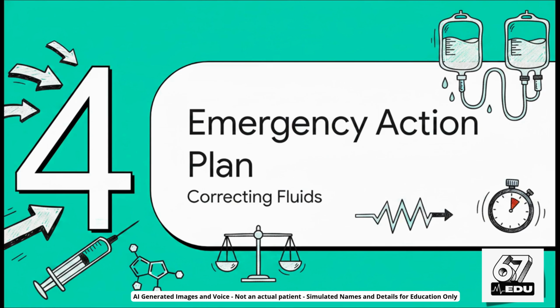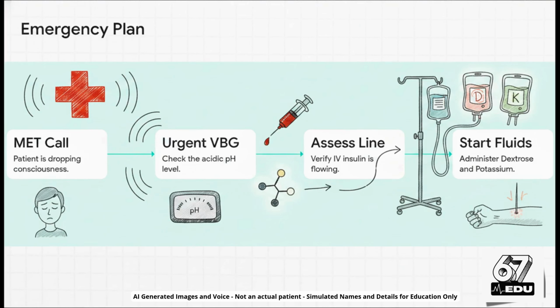All right, Section 4, our emergency action plan. Let's get these fluids corrected. This step-by-step checklist really simulates the urgency of our required response. Step 1. Initiate a MET call, the medical emergency team, because her dropping consciousness makes her a massive airway risk. Step 2. Grab an urgent VBG to check exactly where that acidic pH is currently sitting.